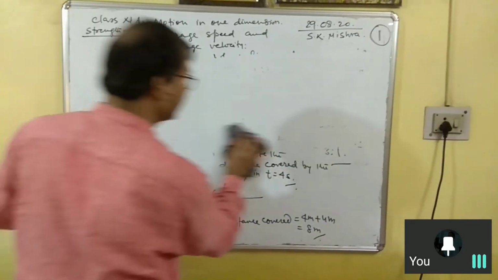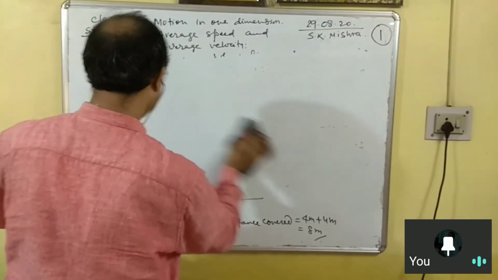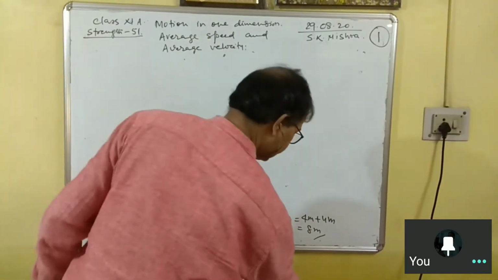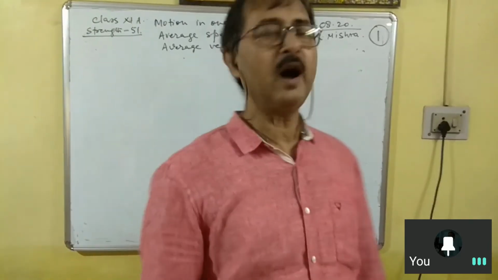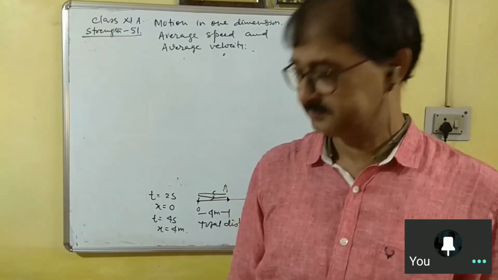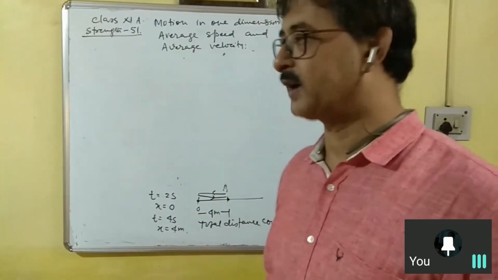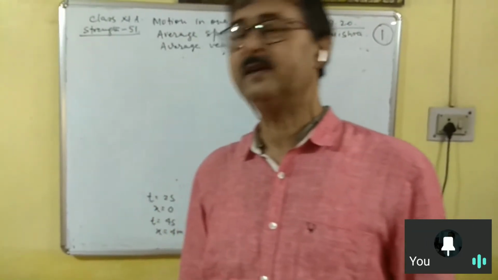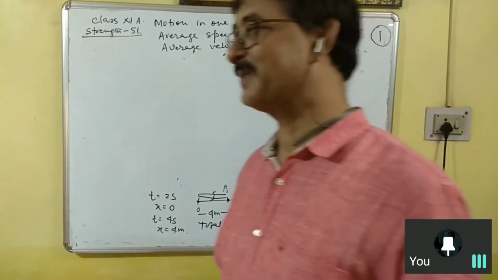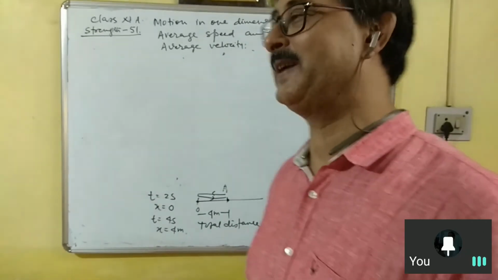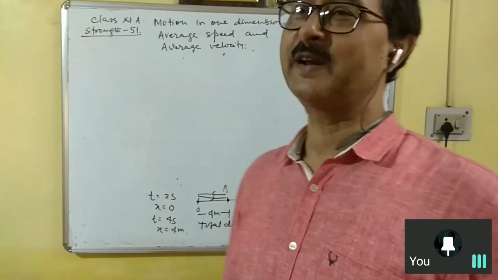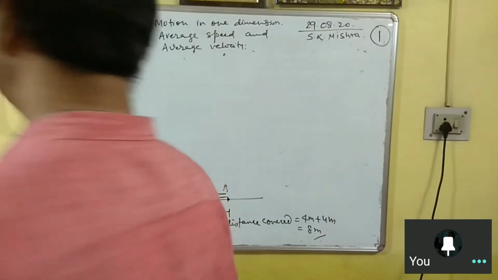Do you know the magnitude of velocity gives the speed? The magnitude of velocity is nothing but the speed. Now, is this statement correct? The magnitude of average velocity is equal to average speed. Is it equal? Not always. The magnitude of velocity gives you the speed, but the magnitude of average velocity may not give you the average speed. I will show you by a numerical.